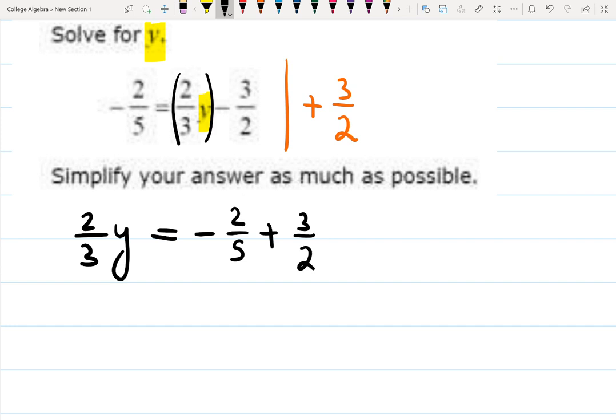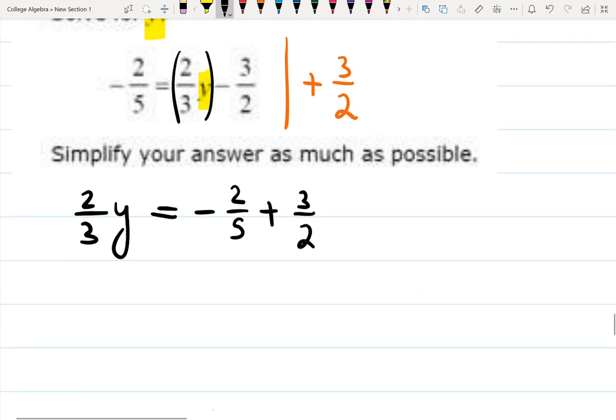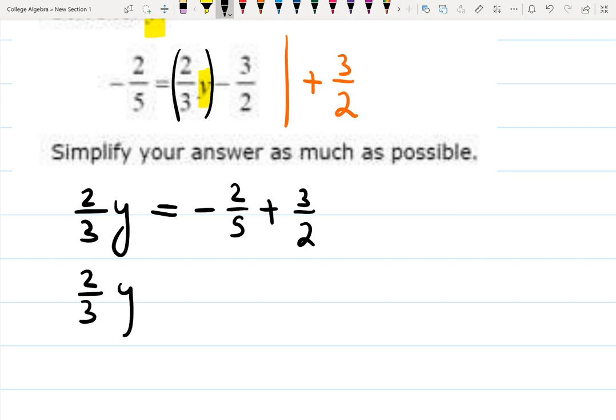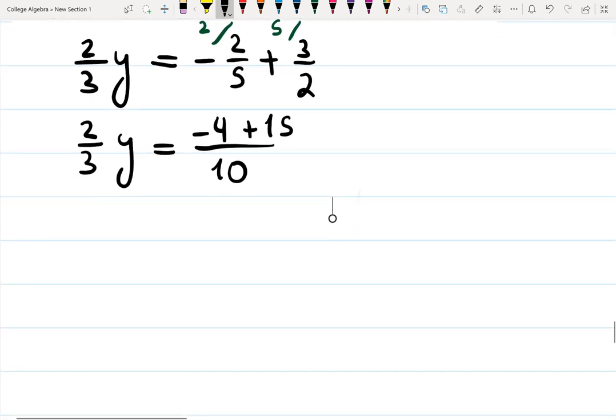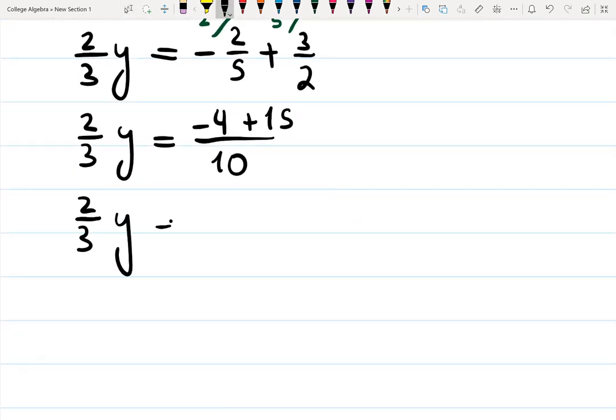And you can still keep writing this on the left-hand side if you want. I just like having the unknown on the left-hand side all the time, and the constants on the right-hand side. Now before I move on, I definitely need to create a common denominator. So I will have 10, and then I will multiply by 2 the first fraction and by 5 the second one. I'll have negative 4 because it's negative in front of the fraction, and I will have plus 15 on the right. Next step, 2/3 y equals 10 in the denominator, and then I will have 11 because 15 minus 4 is 11, not too bad.